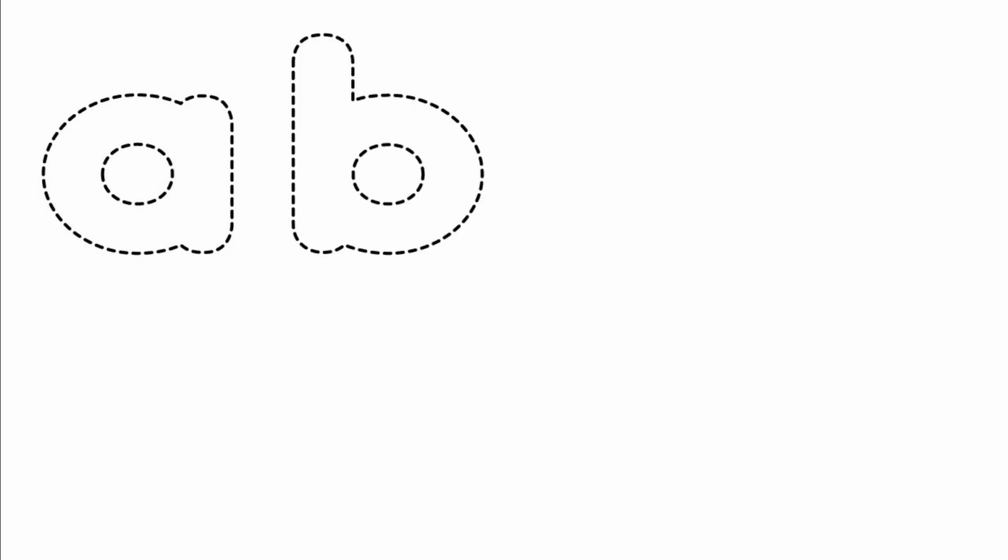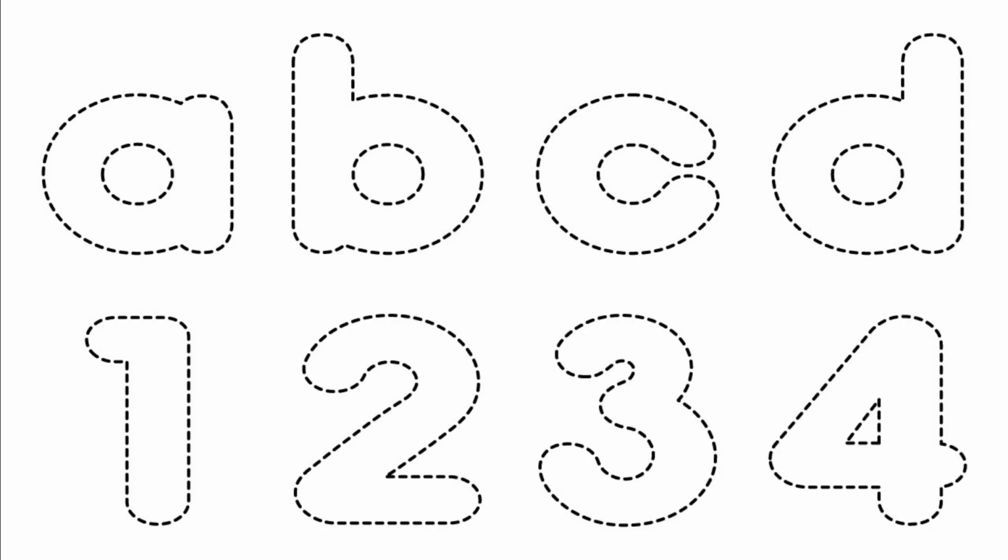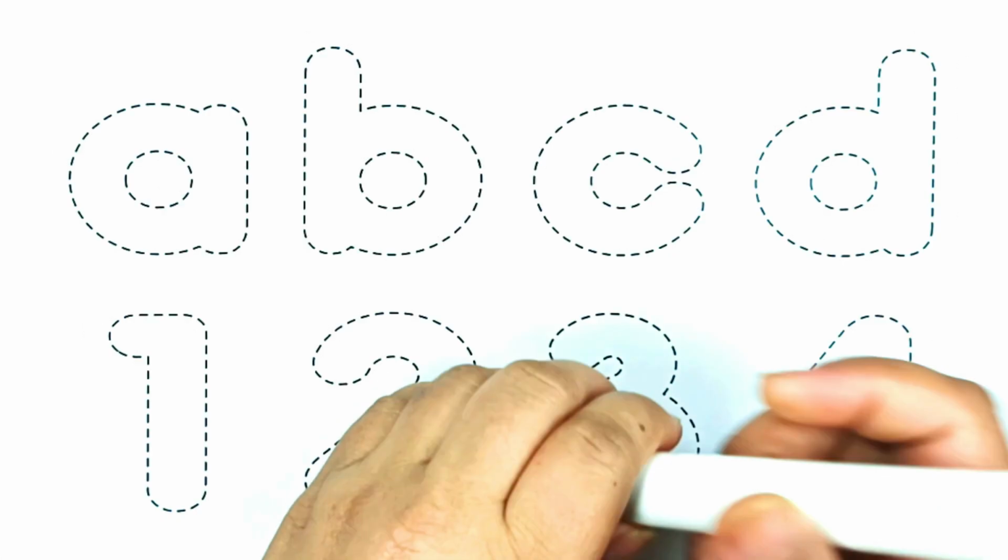Today, we learn alphabet and numbers. A, B, C, D. 1, 2, 3, 4. Let's trace and paint them together.